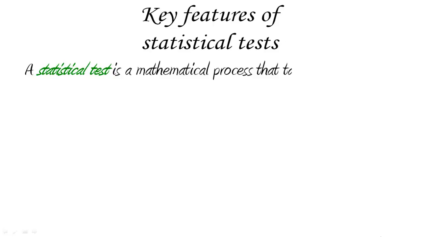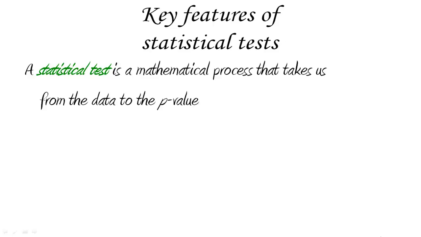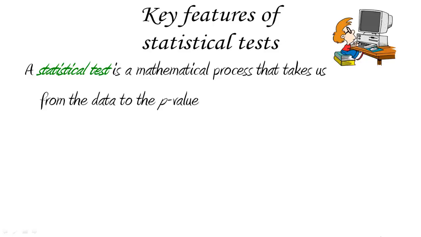So in order to have a look at that, first of all, let me clarify what a statistical test is. Well, a statistical test is a mathematical process that takes us from the data to the p-value. Remember that the p-value is a certain probability computed on the basis of the data collected. And so the question is, how do we go from the data to that probability value called the p-value? Well, this involves, as you can tell, a fair amount of number crunching.